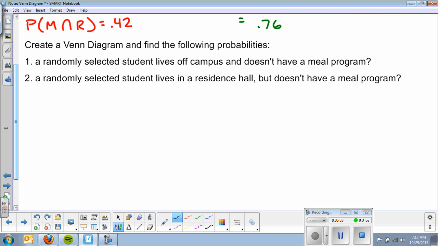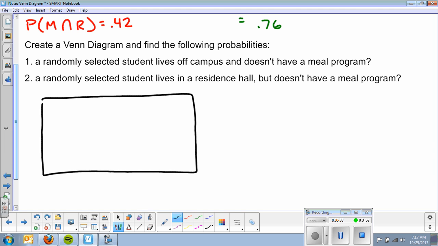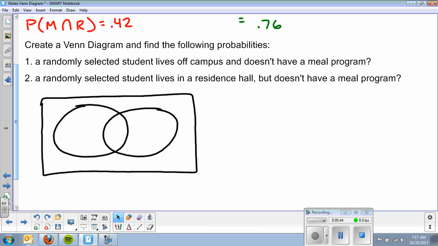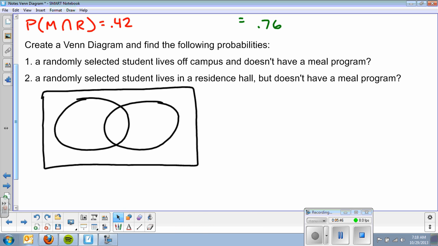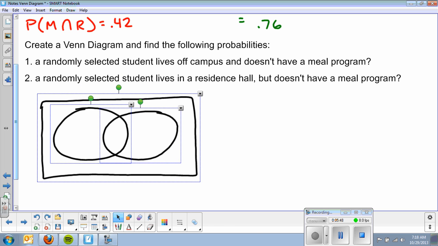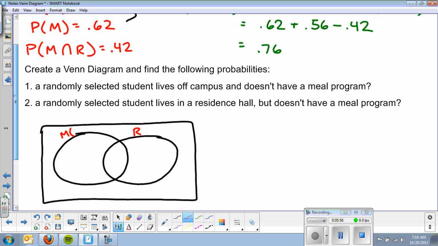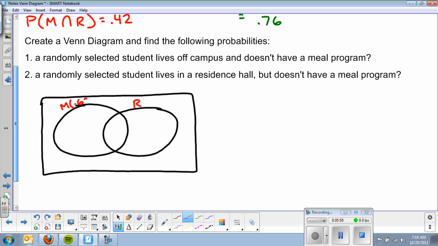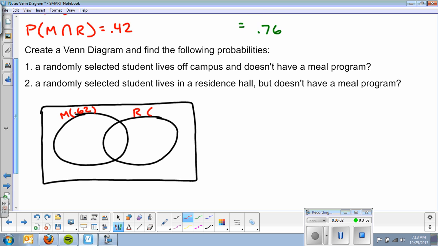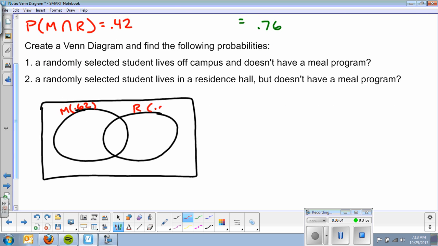So first thing I want to do is draw my Venn diagram. Okay, make the circles big enough so that you can fit the numbers in there, and you may need to make them more like ovals. That may be beneficial. Okay, so I've got a meal plan and I've got a residence hall. So we said that the meal plan was 0.62 and the residence hall was 0.56.